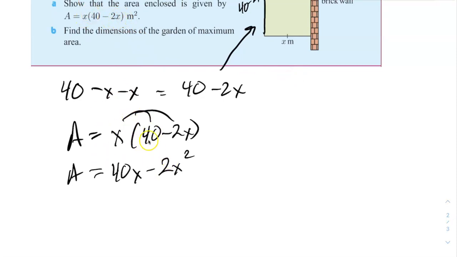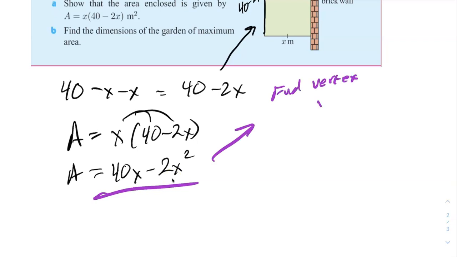There's A right there. Find dimensions to give the max area. So I just want to find the max area of this. Now if you notice, it is a negative x squared, so it is up and down, so we do have a max. And how do I find the max of anything? Just find the vertex. So use the axis of symmetry, negative b over 2a.